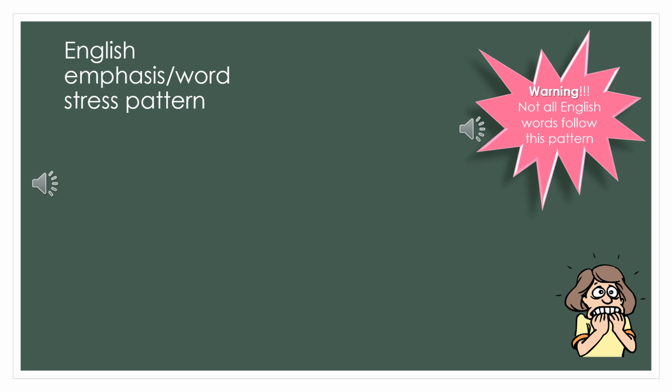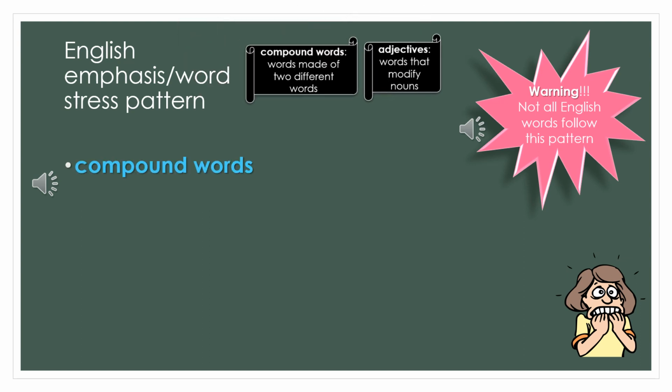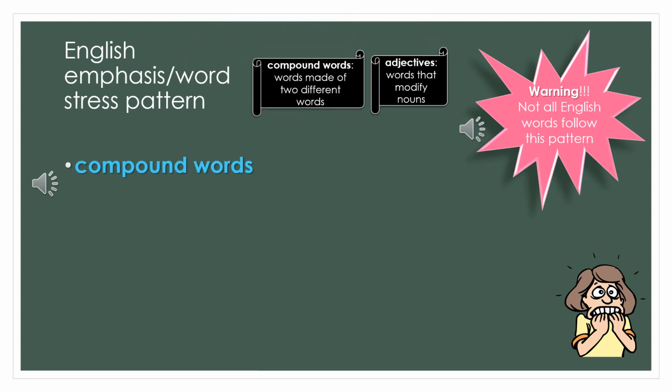The last pattern we will talk about is compound words. Compound nouns usually have the emphasis on the first syllable. For example, highway, blackbird.